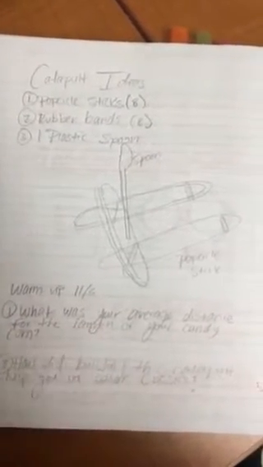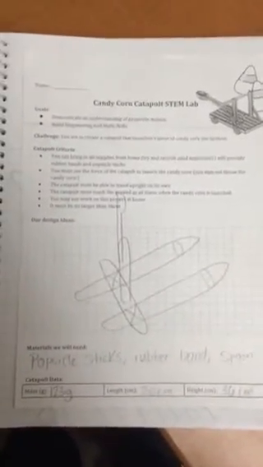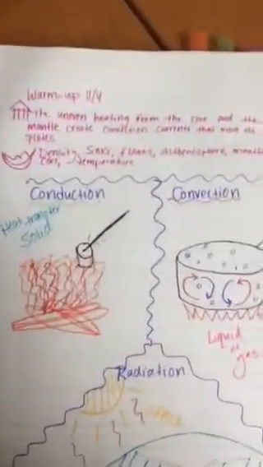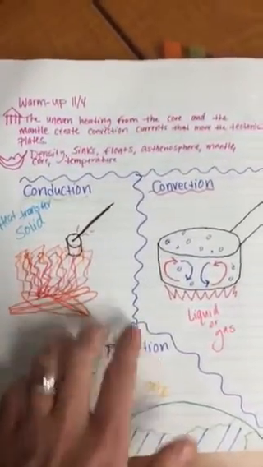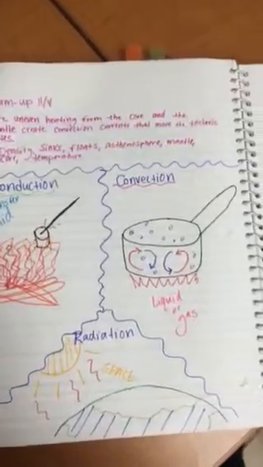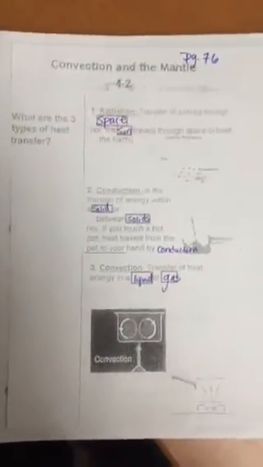On page 73 is the catapult ideas, and also a warm-up from November 3rd. We talked about our candy corn catapults, and the lab sheet was across from that on page 74. On page 75 is a warm-up from November 4th with our depth and complexity icons, and then we drew an example of conduction, convection, and radiation, the three types of heat transfer, to go with the notes we did on page 76, 4-2.